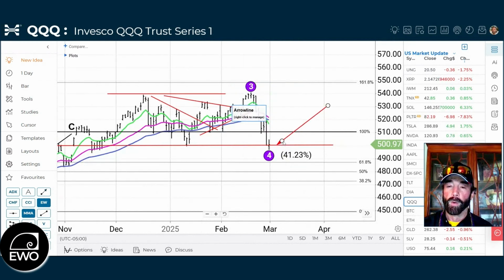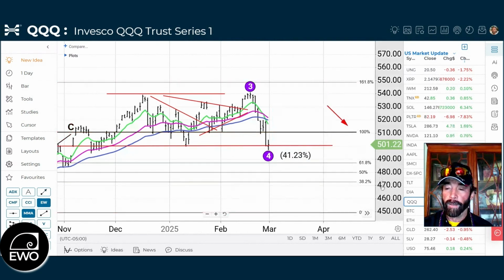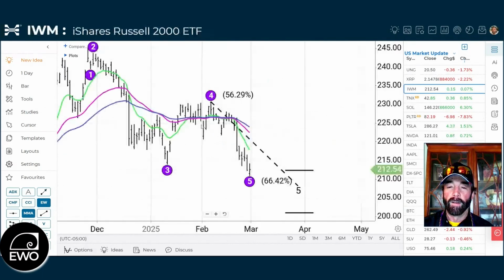But remember, this wave 4 could go down to 50 or 61.8%. It doesn't necessarily mean that this will be the end of it. So any bounce still has to be looked at from a suspect standpoint until we close above 510 on the Qs. Looking at the IWM, the IWM is on its own, and we gave this out.